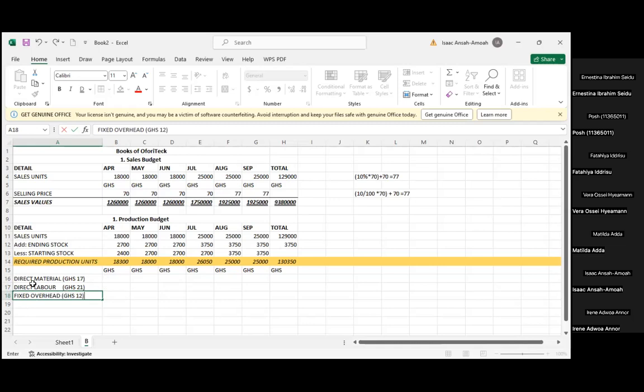So we're picking on the direct material for each month. For the material usage, we want to know how much we spent on the materials that we used in production. That will be 17 cedis multiplied by the required production unit in April. If you go to May, you're going to still multiply 17 cedis by the required production unit in May, and then you keep up with the working till you get to September. In all regard, remember that you are multiplying with the required production unit. Okay, so what do we get?